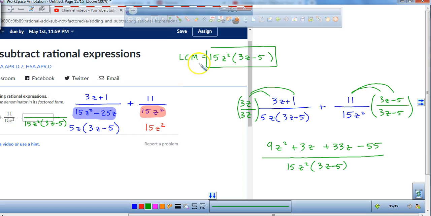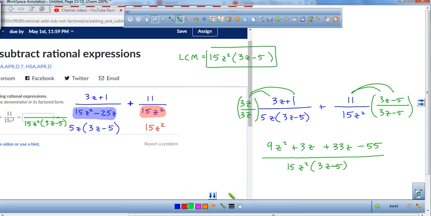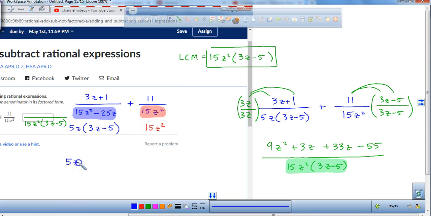Now, if you're not sure how we got this denominator right here, let's go ahead and take a look at our factored form. All right, so let's look at our factors. Here we have a factor of 5z. All right. Here we have a factor of 3z minus 5.